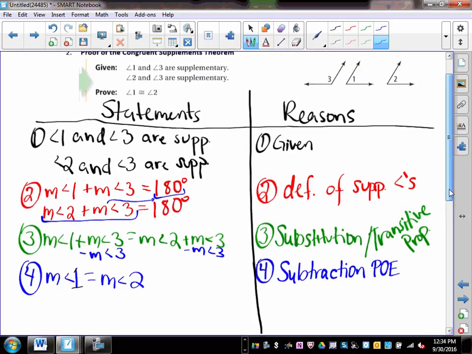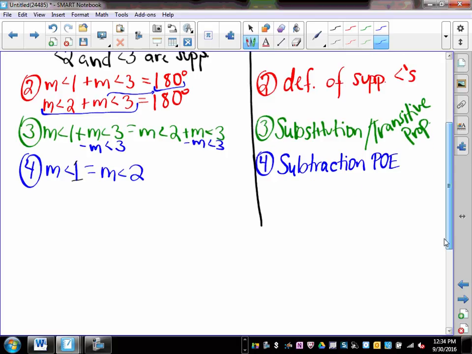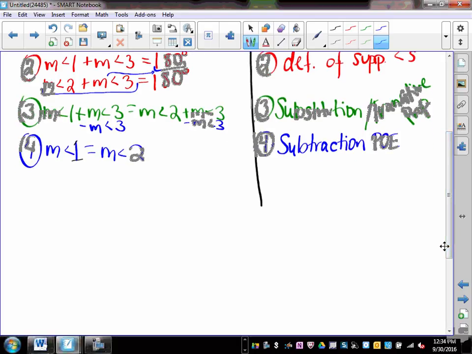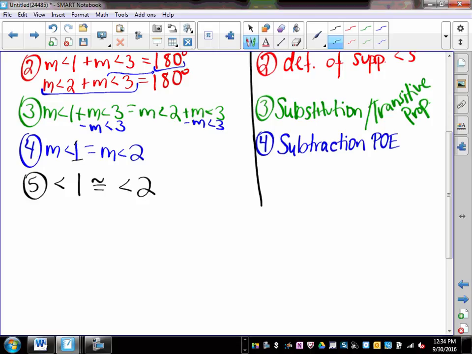Are we done? No. That's something congruent. Yeah, we gotta go congruent now. So our last step, angle 1 is congruent to angle 2. And how do we know that? Good, definition of congruent angles. Are we done? Yes, sir.